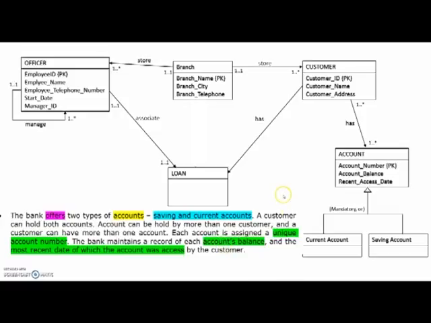So the next step is we need to make the relationship between the entity of customer and account, and the multiplicity of it. In the previous step, we know that the customer has an account. So in this sentence, a customer can hold both accounts. An account can be held by more than one customer, and one customer can have more than one account, which means that customer has one or many accounts, and account has one or many customers.